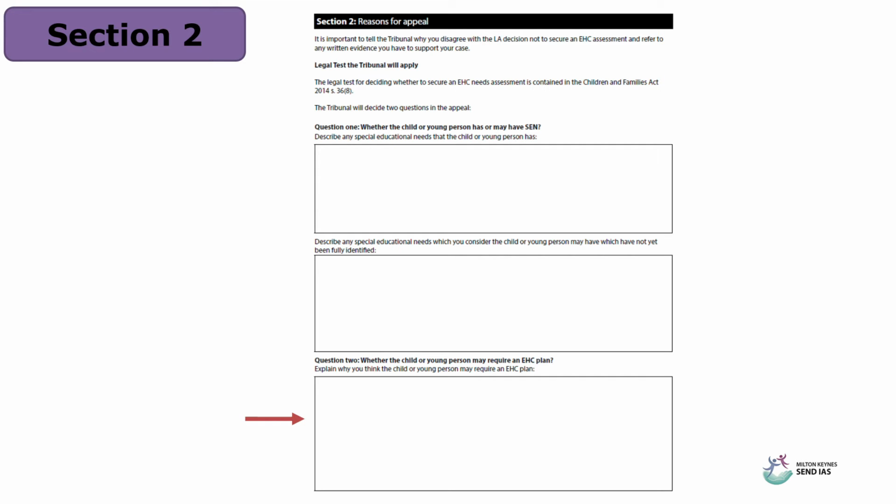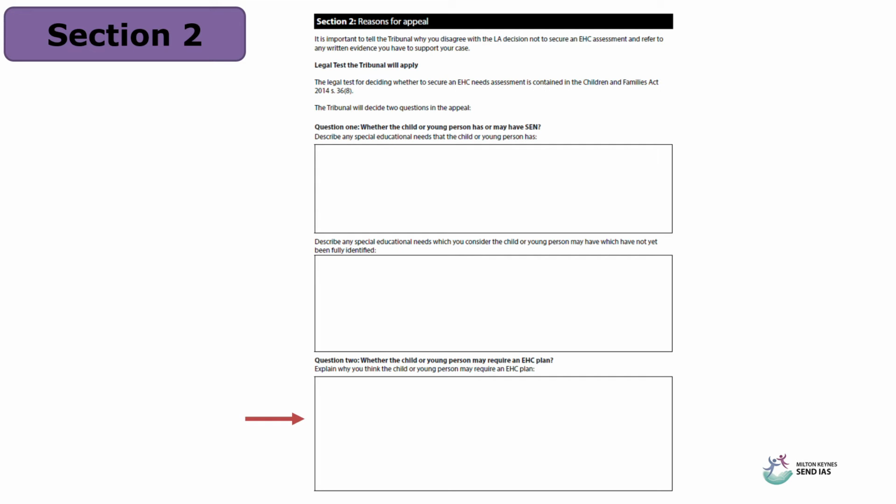The third box is for you to tell the tribunal why you feel the child or young person may need an EHC plan. In this section, you should write about what support the child or young person has in place already and whether the child or young person is still struggling despite this.